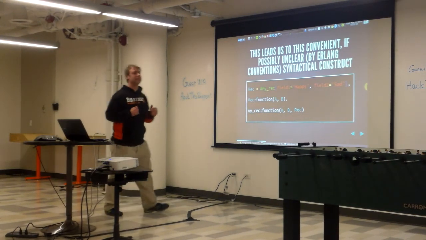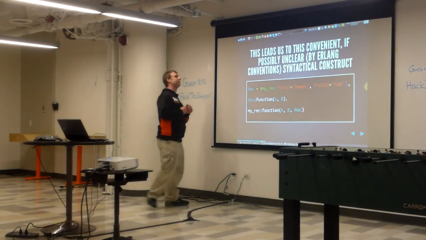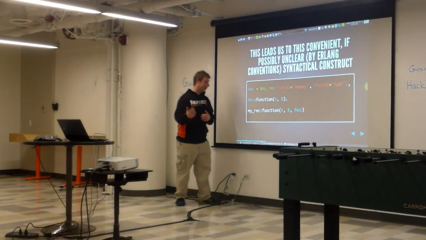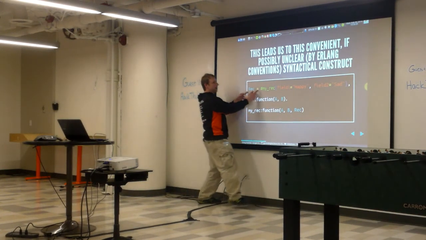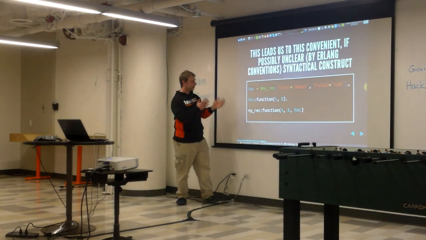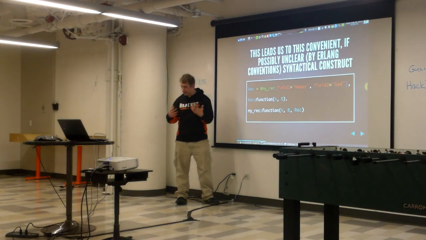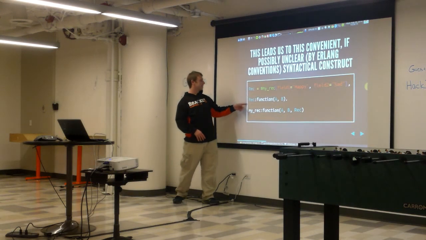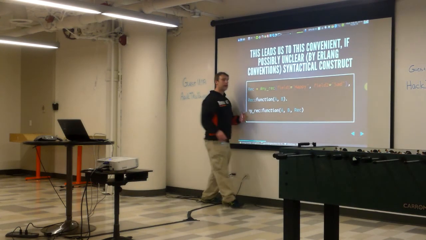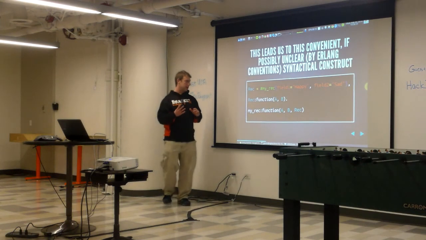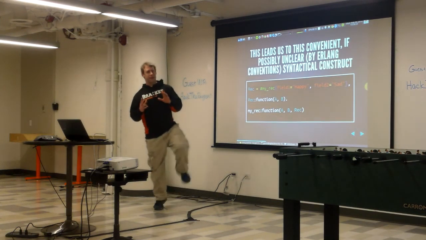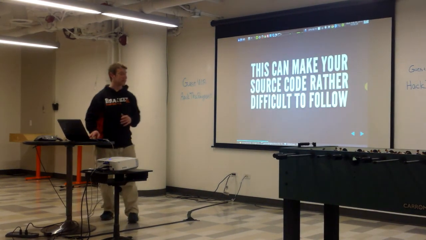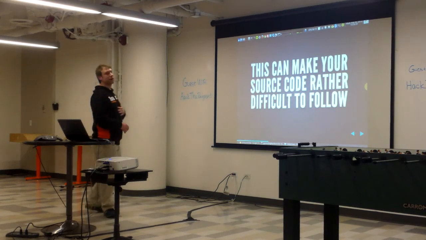So, this leads into the convenient, if possibly unclear by Erlang convention, syntactical construct. The reason you can take advantage of this is we can define rec equals my record, and then you can treat it almost like an object-oriented approach, where you call rec function AB, and it does exactly the same thing. So rec right here is this tuple. It's kind of a convenient thing. But you gotta be careful with it, because it starts leading you down a rabbit hole that you probably don't want to end. So, like this says, this can make your code difficult.